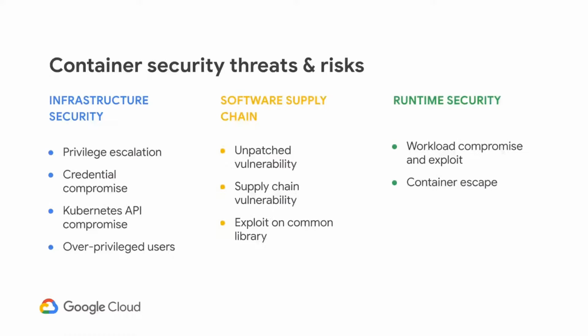In each of these pillars, there are different threats we can worry about. In infrastructure security, we can worry about privilege escalation. Does an actor who gets into one place have the ability to get into another place? Are there credentials floating around in places that they shouldn't be? Is there use of the Kubernetes API in ways that we don't want to see it used? And are there users who are overprivileged for the jobs that they need to do? On the supply chain, like I was saying, are there vulnerabilities present that should have been patched a long time ago? Is the supply chain itself vulnerable to attack by a malicious outsider? And are there common libraries that are vulnerable to exploit?